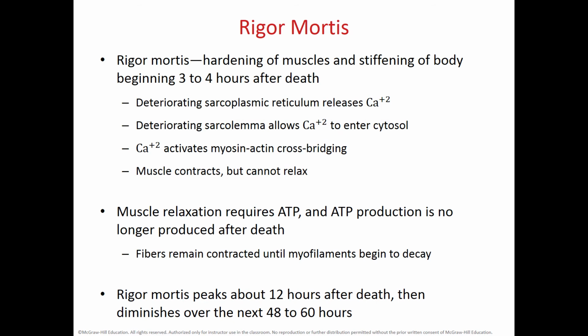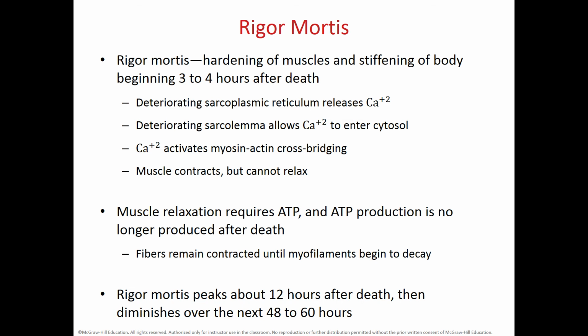Now, when we die, 3 to 4 hours after, we generate this stiffening of our muscles that is called rigor mortis. This is another point. Okay, so rigor mortis will be the hardening of the muscles after we die, 3 to 4 hours after we die. And this can be used to calculate at some point if someone has died recently or not. So what happens during rigor mortis?